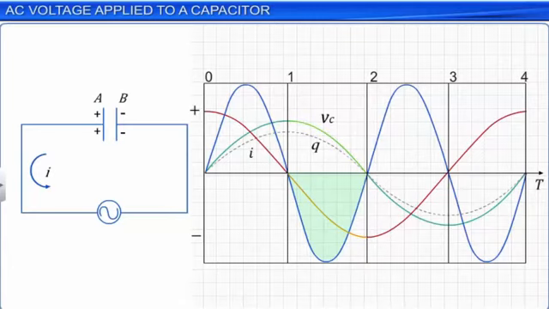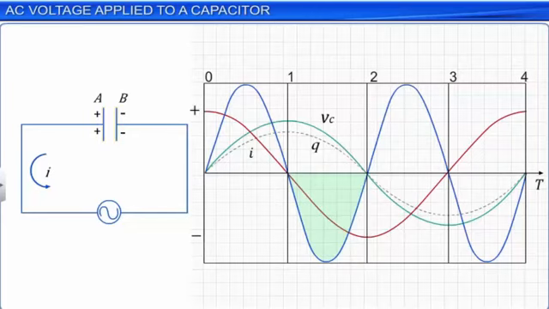Negative power refers to discharge of the capacitor. Hence, energy previously absorbed by the capacitor is now being returned to the circuit. In short, the capacitor is discharging in this part of the cycle.